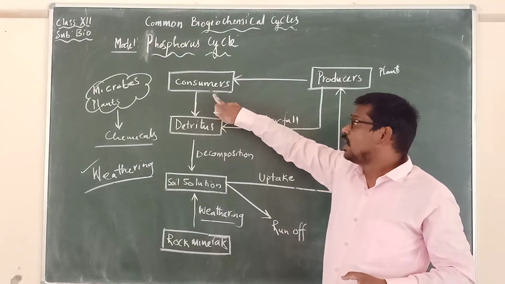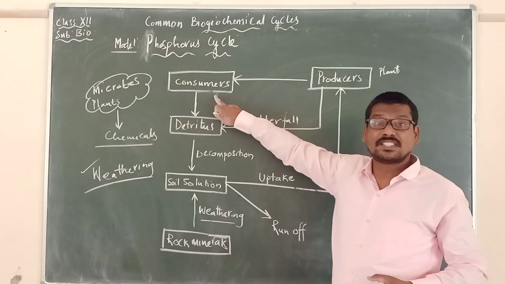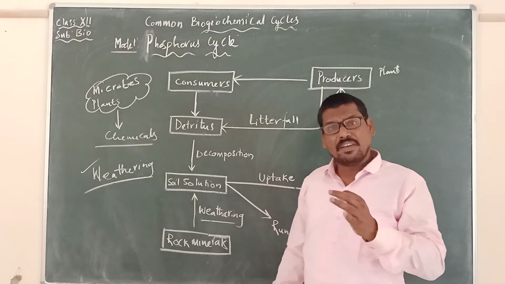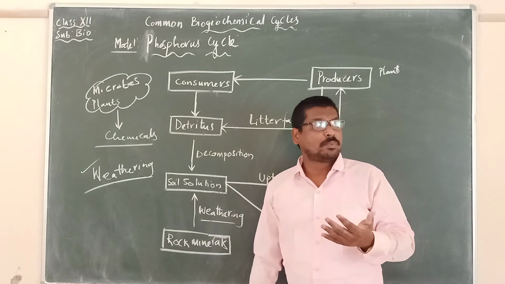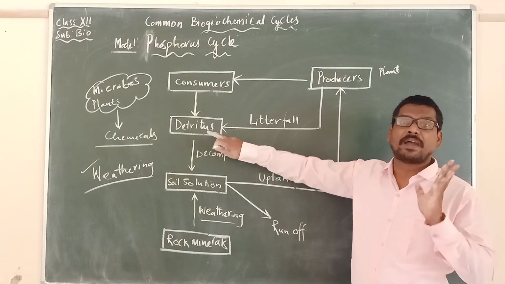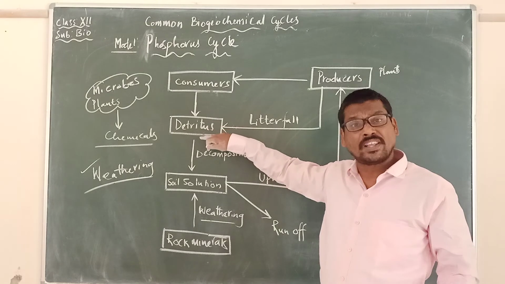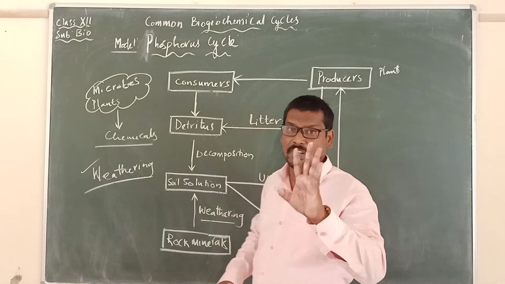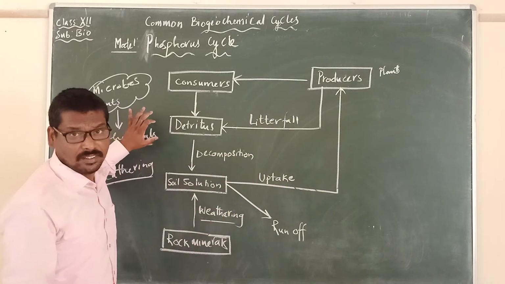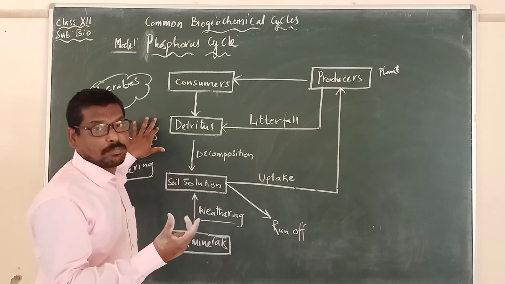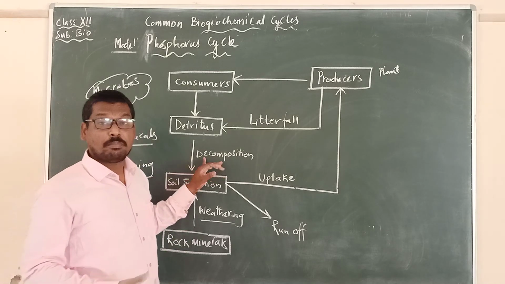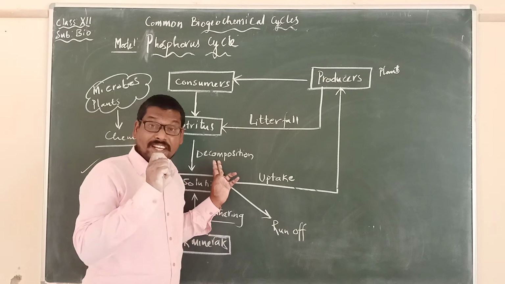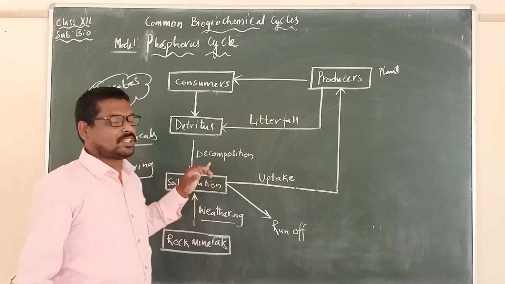After entering into the consumers, there will compulsorily be the formation of detritus, meaning dead organic matter. Every consumer will be dying, so it will form dead organic matter, which we call the detritus. Please remember it as dead organic matter. Detritus also undergoes a decomposition process by decomposers called detritivores. The best examples are earthworms.